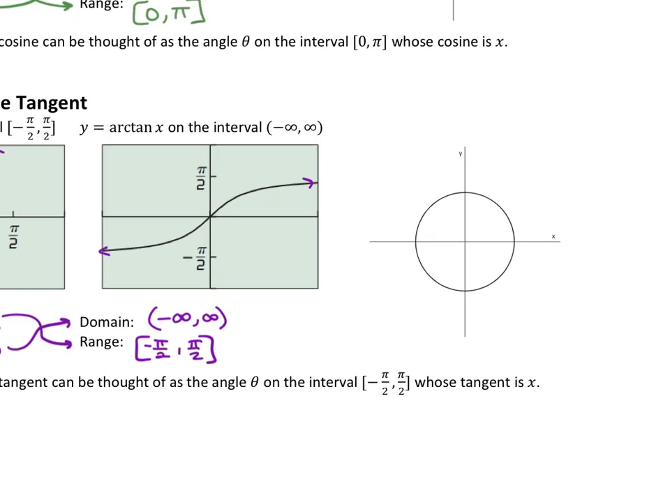So since this range is the exact same as sine, inverse tangent will also happen in these two quadrants. So it's exactly like sine, where the positive are in quadrant 1 and the negative are in quadrant 4. So you plug in any value, you get out an angle between negative pi over 2 and pi over 2.